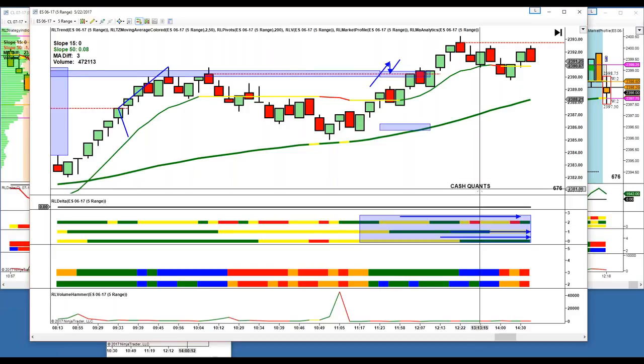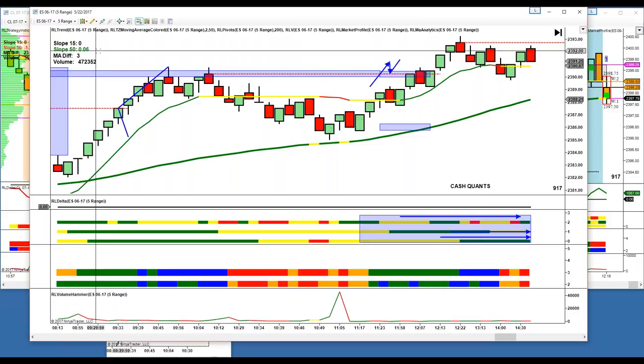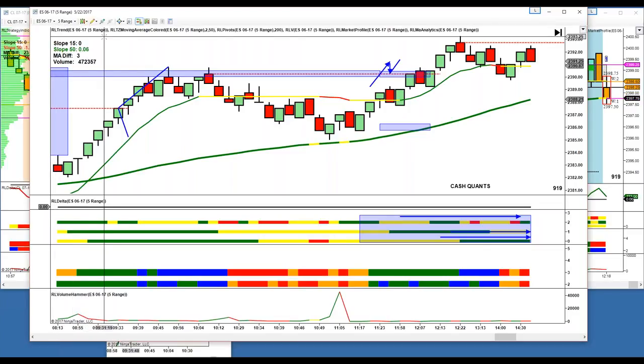Now, we're only going to be able to do this on certain markets because there's no cash equivalent of crude. There's no cash equivalent of gold. There's no cash equivalent of bonds and notes. But we're going to do this on all the index equities, on all the index markets, like E-mini, Russell, NASDAQ, and Dow. And we're going to look at the cash quants, and they're going to look at sector analysis, certain major sectors.